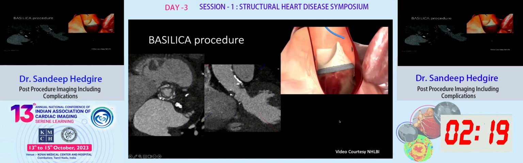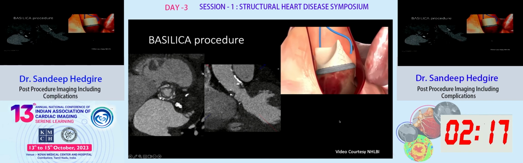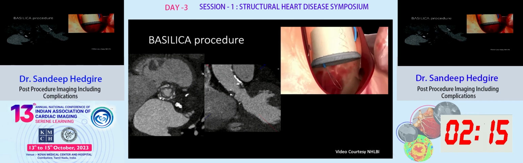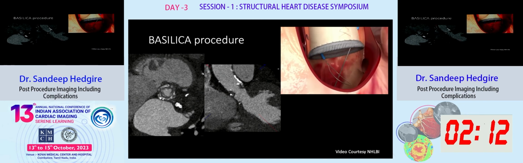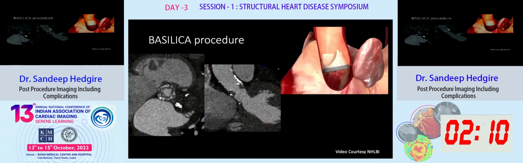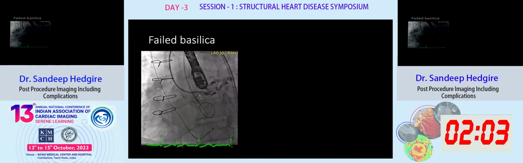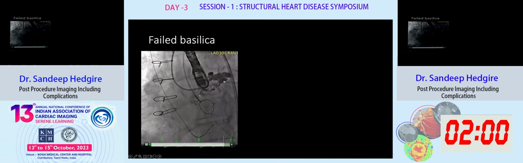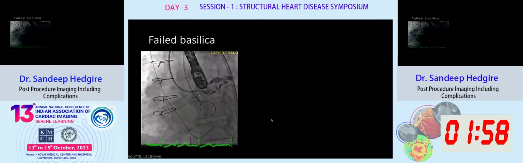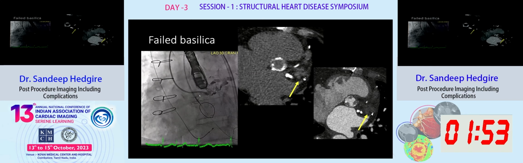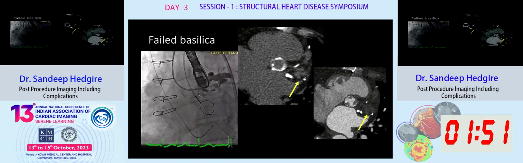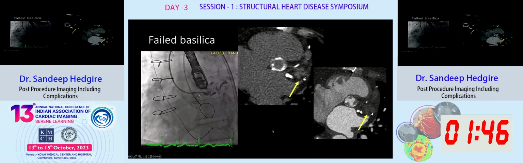Basilica procedure was mentioned. So basically, the goal is to maintain the coronary flow. But sometimes the basilica procedure doesn't go very well, and here is an example of a failed basilica procedure where you can see active extravasation during the basilica itself, and so they suspected that the aortic root had ruptured, and they brought the patient for CT. We couldn't identify the definite rupture. Probably the rupture was very small, but we did identify a lot of blood in the pericardial space as shown on these images.